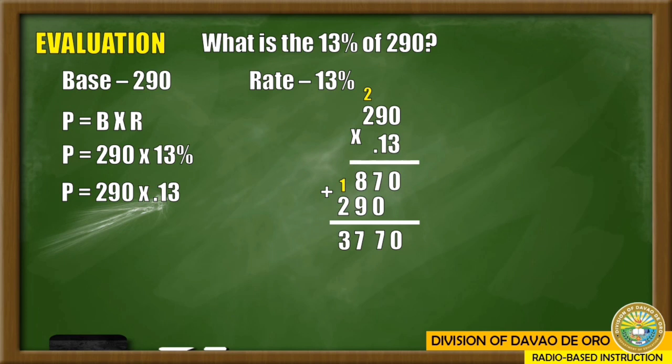Then we will move the decimal point from the right going to the left with 2 decimal places. So we will move like this. So our decimal point will be put at the middle of 7 and 7. So our answer, or the value of our percentage, is equals to 37.7 or 37.70. Understood? Good job.